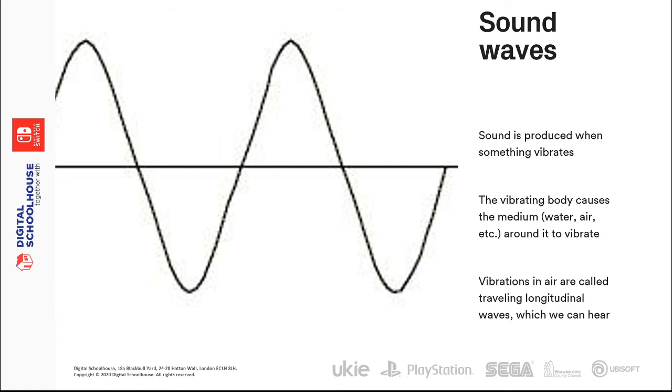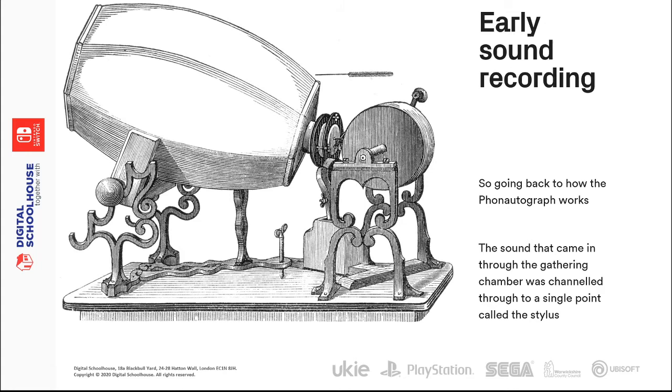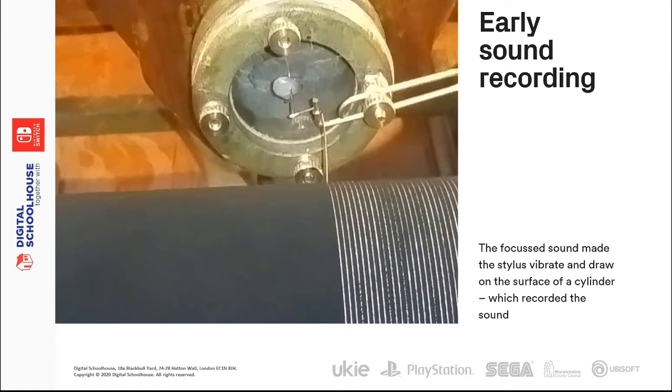And here you can see an example of a wave, which is, as I said, the vibration of the sound. So going back to the phonautograph and how that works, the sound came in through the gathering chamber, was channeled through to a single point called the stylus, which is a bit like a needle. And that would then move in order to create the sound wave that you could then play back and listen to. And here you can see a closer picture with the sound being forced through the needle, which is then scratching into the surface of the cylinder. And that would then make the recording sound.